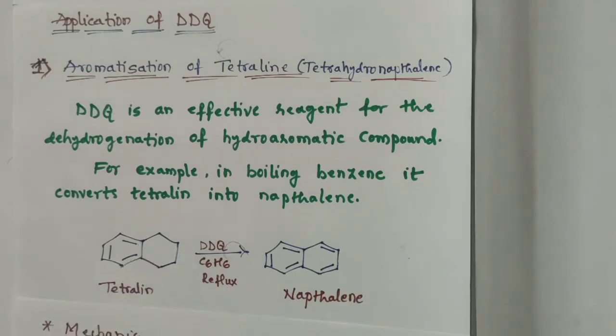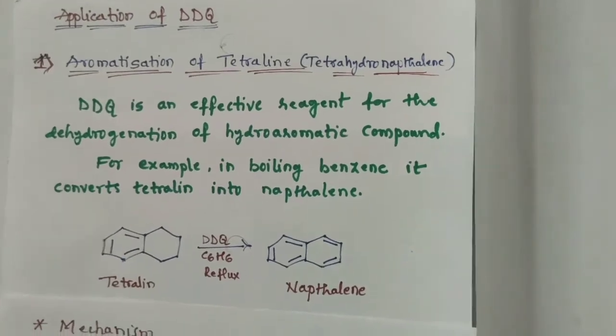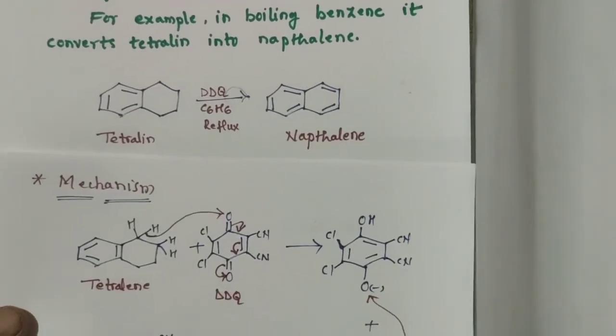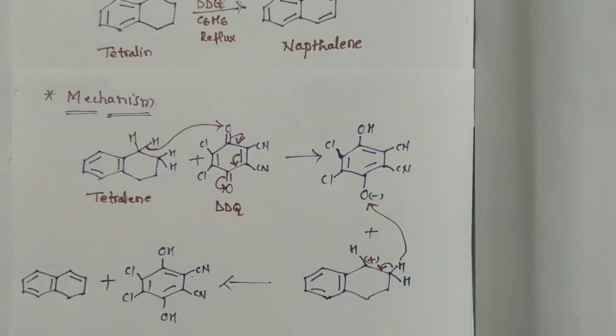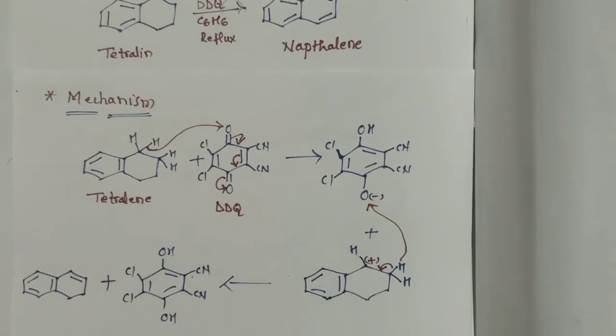Yes, that mechanism we are going to learn here, that is the aromatization of tetraline. Tetraline, we also call it a fused ring molecule, which we can see here. The next is the mechanism of the conversion of tetraline into naphthalene, which we are going to see now.